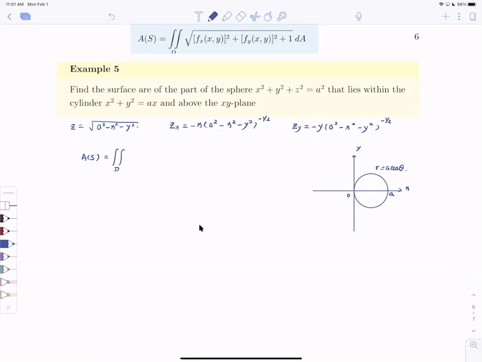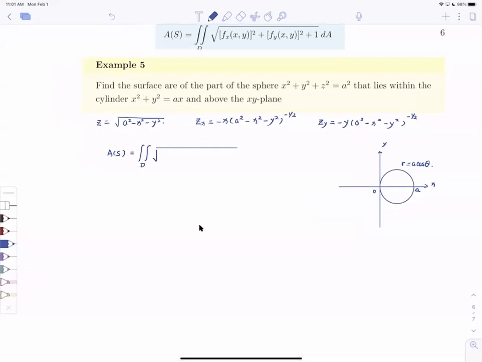So this square plus this square plus 1. Pretty complicated, pretty ugly. Square, so x squared, that's the same thing, so cross out. So eventually you get x squared plus y squared over a squared minus x squared minus y squared plus 1, and then dA.